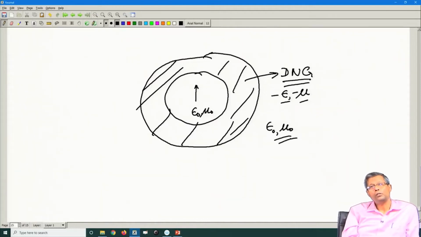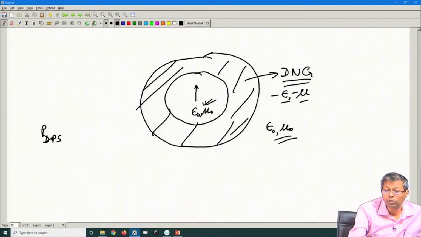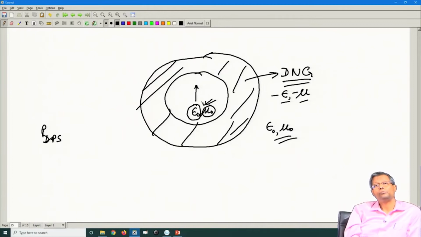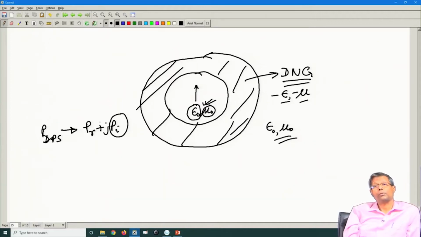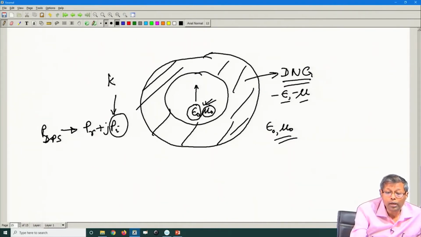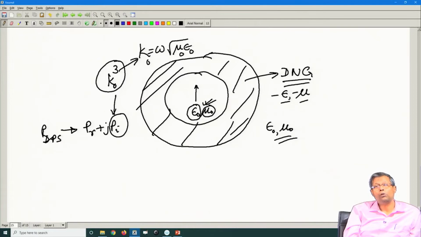Now, it so happens that the reactive part of the power radiated in a double positive medium, which is free space, is capacitive for a small dipole. This is a double positive medium, because both epsilon and mu are of positive sign. So the power is real plus j times imaginary, and the reactive part is dependent on an odd power of k. It is dependent on k cubed, where k is given by omega root mu epsilon, that is, k 0 to the power 3, where k 0 is equal to omega root mu 0 epsilon 0.